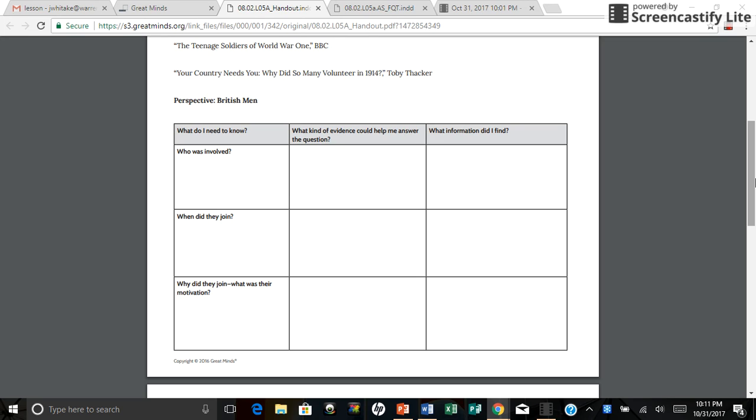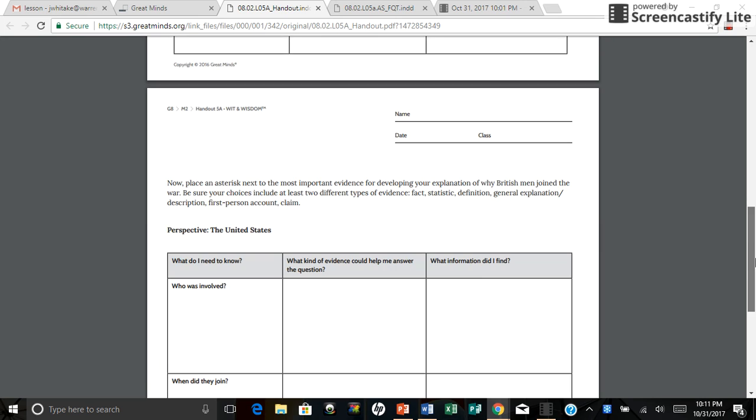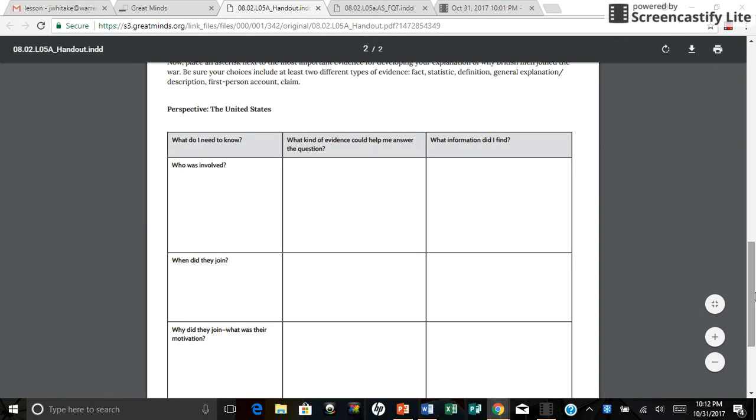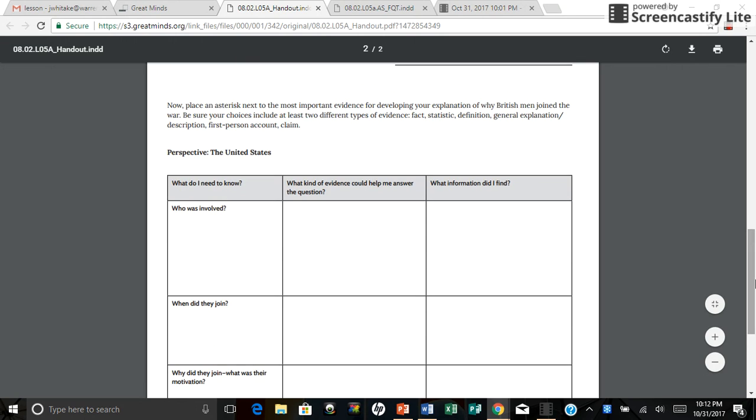And then, what information did you find? So who was involved? That last column is you getting specific. When did they join? Did they join at a certain age? Did they join at a certain time period? That kind of thing. Things here are kind of open and endless. I don't want to guide your thinking or give you an answer. I want you to definitely do this and do this well so that you are getting the most out of it. The second part is now you looking at the United States.